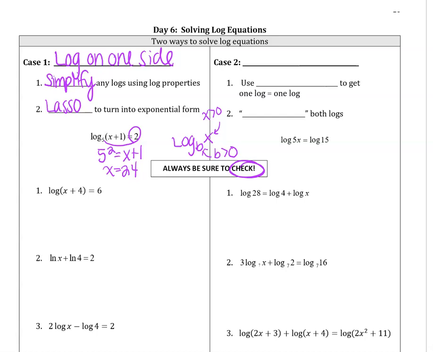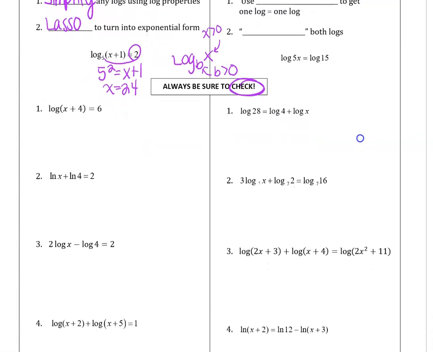All right, moving on to our first example. I already have a single log on the left-hand side equal to a numerical value of 6. Now this is your common log, which means it has an invisible little base of 10 that you're not seeing. So when I lasso to get out of it, this is 10 to the 6th equals x plus 4, which means there's 6 zeros there. Which means if I subtract 4, x will equal 9999996. So kind of obnoxious, but that's how we would solve it.